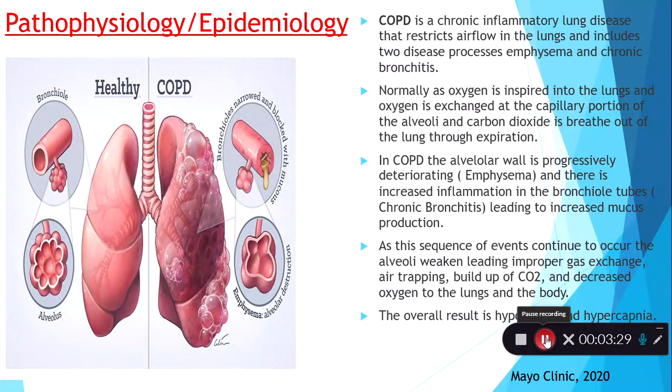On this slide, I have provided you with a visual representation of a healthy lung versus a COPD lung. You'll notice that there is increased mucus production in the bronchioles of the COPD lung, and you also have the alveoli sacs that are widened and destroyed.